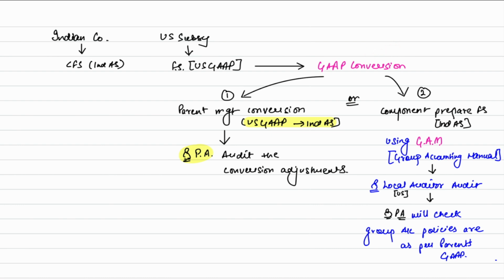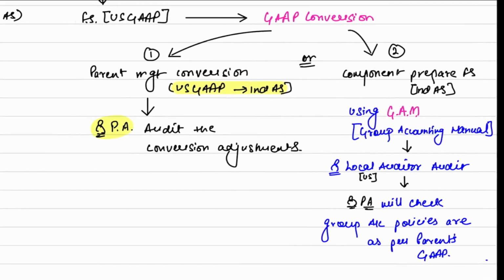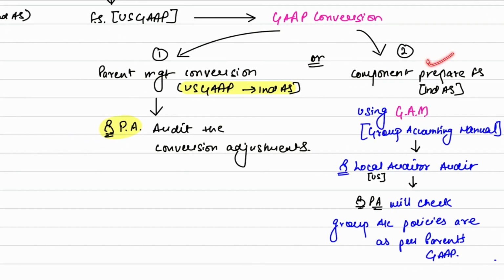Option number 1, parent management will do the conversion and the parent auditor will audit the conversion adjustments. Okay, sir. Or the component will prepare the financial statement using GAM. GAM means Group Accounting Manual. The local auditor will audit these financial statements using the Group Accounting Manual, and the parent auditor will check whether the group accounting policies are as per the parent's GAAP.